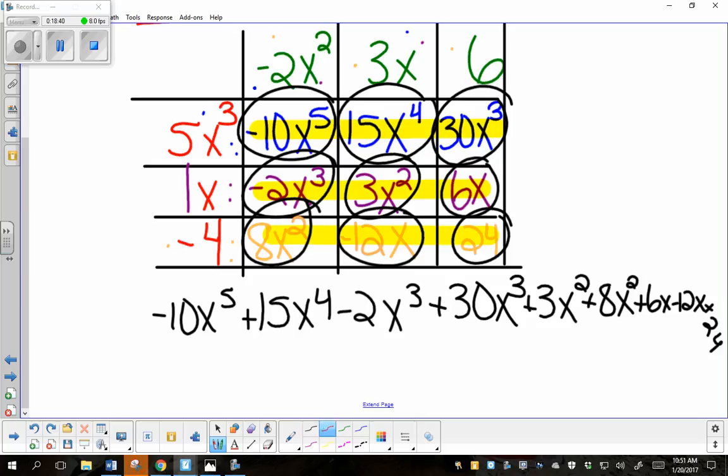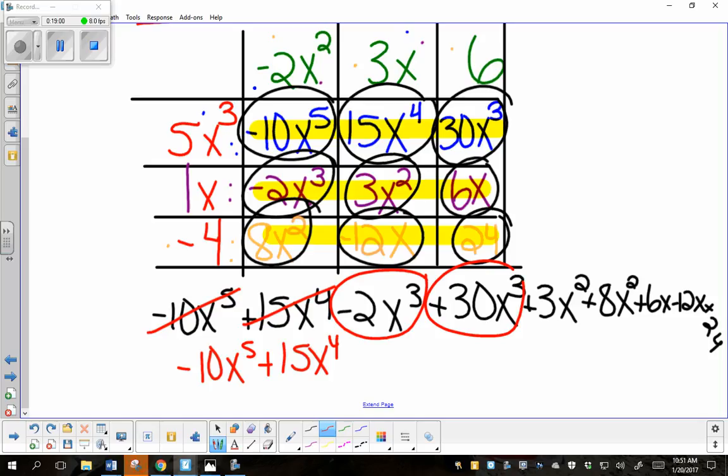X to the 5. I only have one term with an x to the 5, so I've got -10x to the 5. I just have one term with an x to the 4, so plus 15x to the 4, and I'm crossing them off as I go. I've got two terms with an x to the 3, so -2x to the 3 plus 30x to the 3, so that's a positive 28x to the 3.